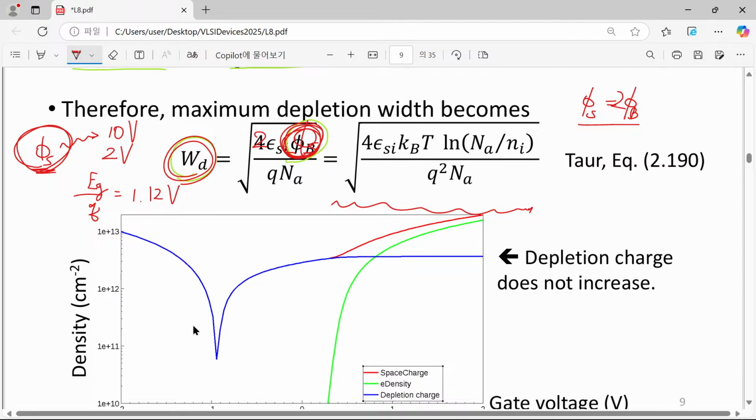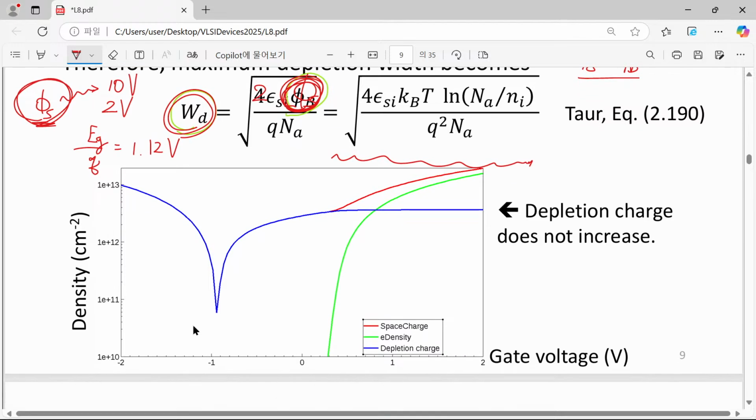It is supported by numerical simulation here. This blue line corresponds to the depletion charge, and depletion charge can be converted into the thickness of our depletion layer. You can see that beyond some point it does not grow any further rapidly, almost fixed to a constant value. Of course, we should be a little bit careful. If we magnify it, then you can see a slight increase in this case.